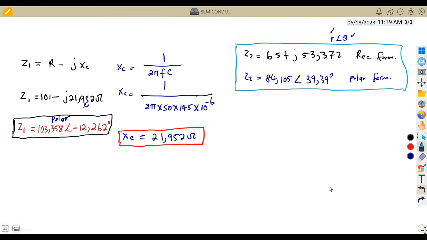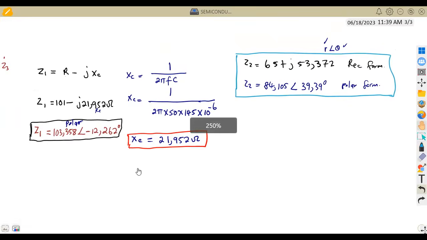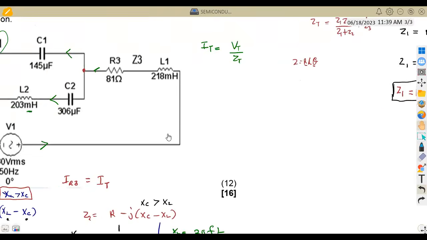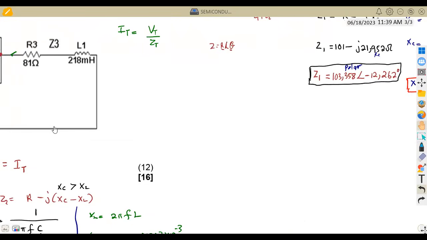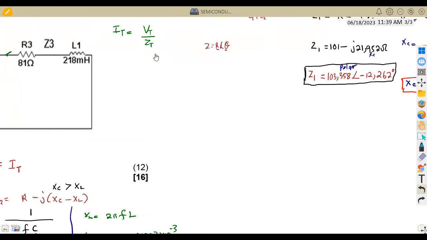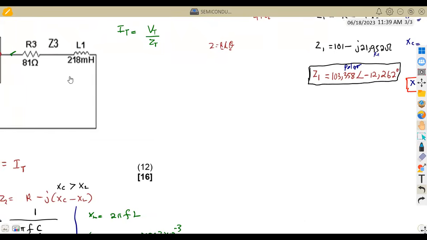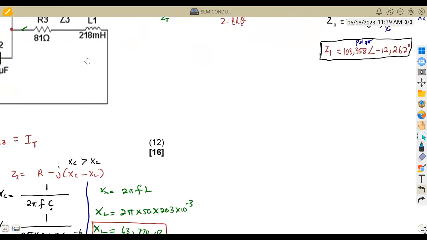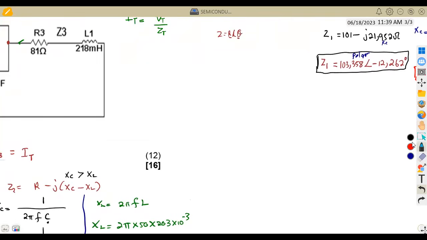We need to find Z3. We are left with Z3 so that we can finalize our ZT from this formula. So let us check what we have on Z3. It's affected by the resistor and the inductor in our diagram. So when we are given a resistor and an inductor, how do we find Z? Our Z3 is going to be equal to R plus JXL.